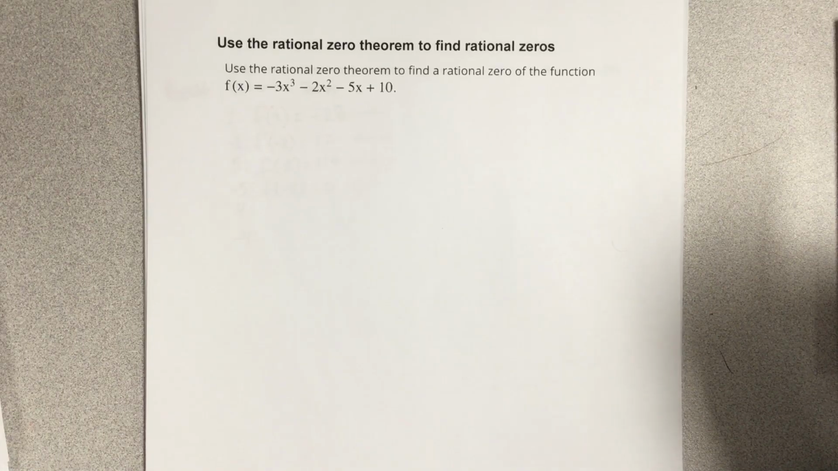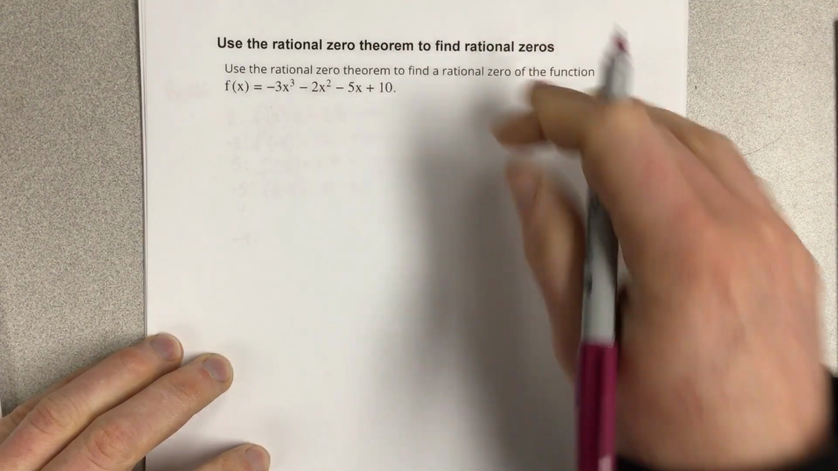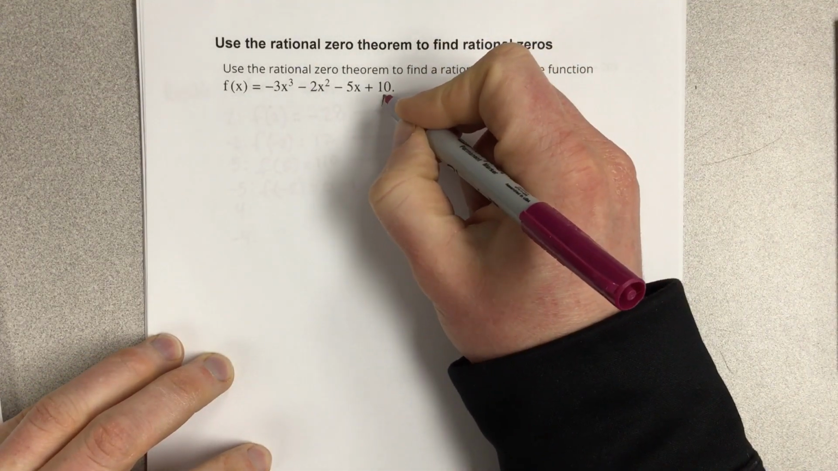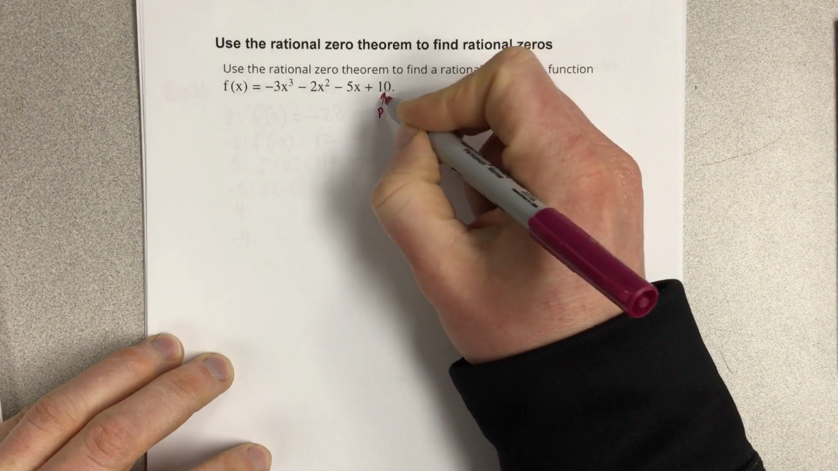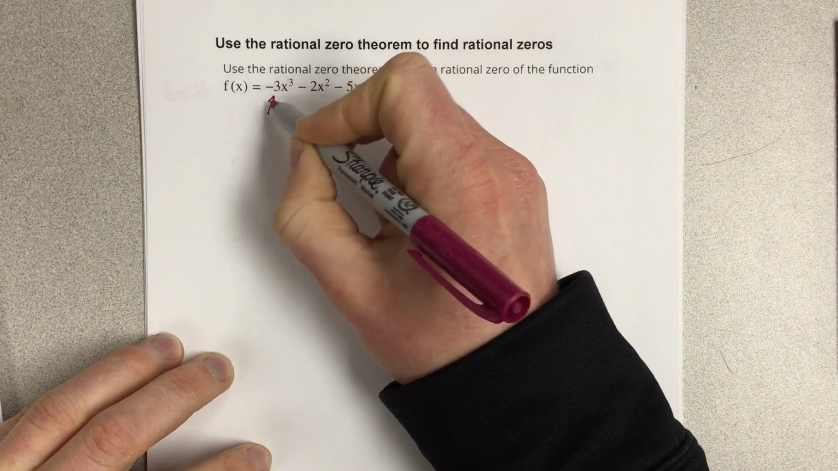In this video, we're going to use the rational zero theorem to find the rational zeros. It says use the rational zero theorem to find a rational zero of the function. So to use the rational zeros test, we take a p-value, which would be this ending term, the coefficient of that, and the coefficient of the beginning term, which we're going to call our q value.